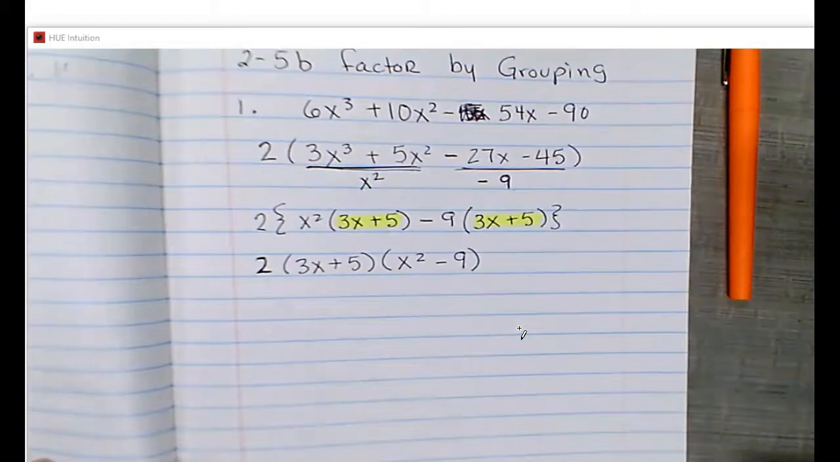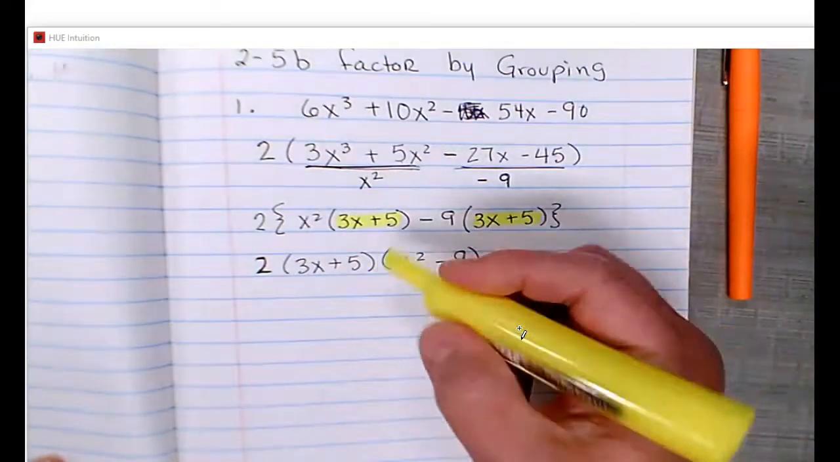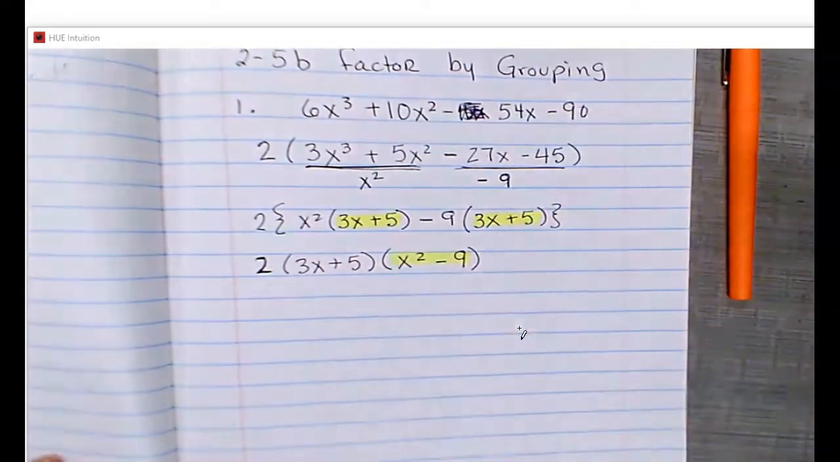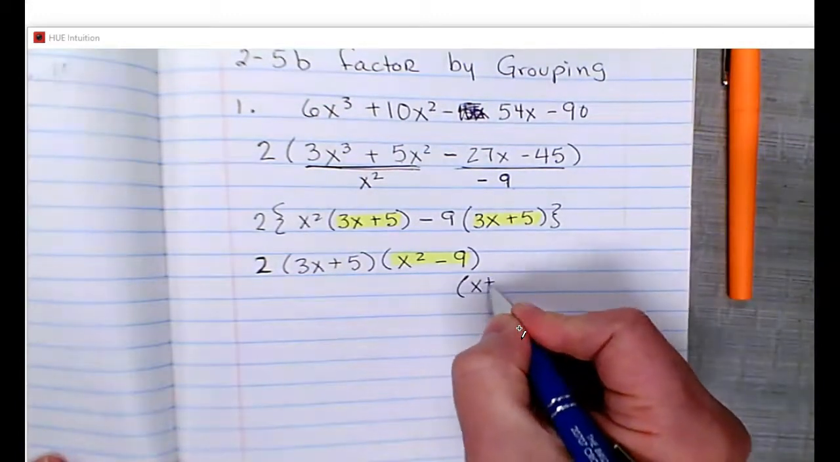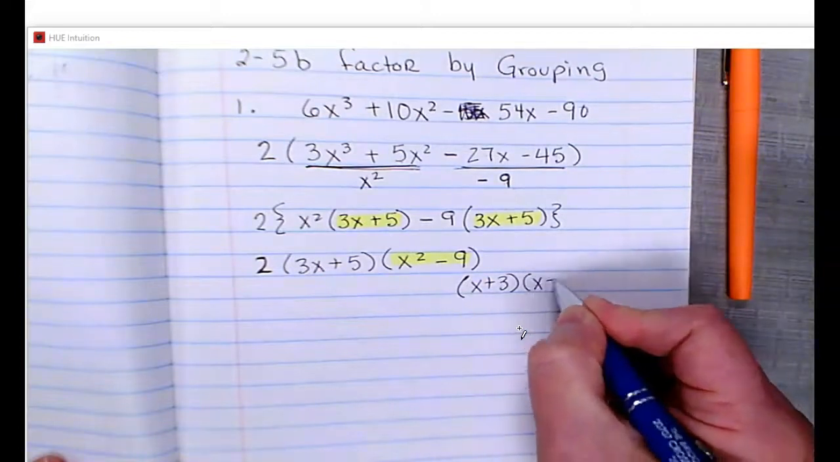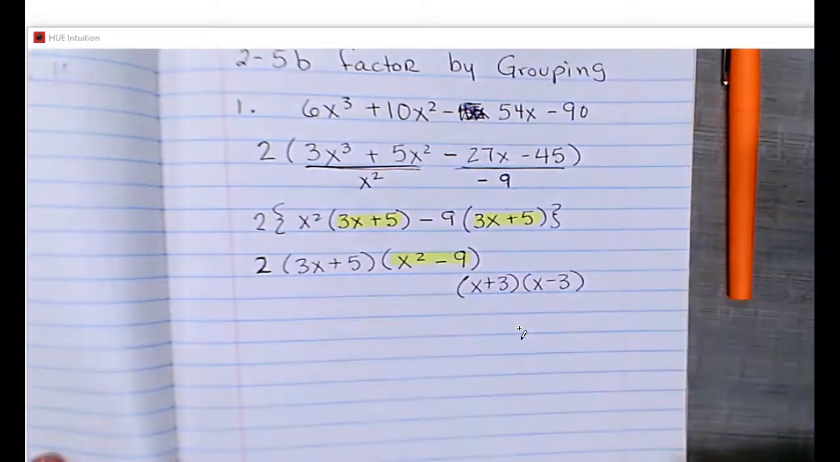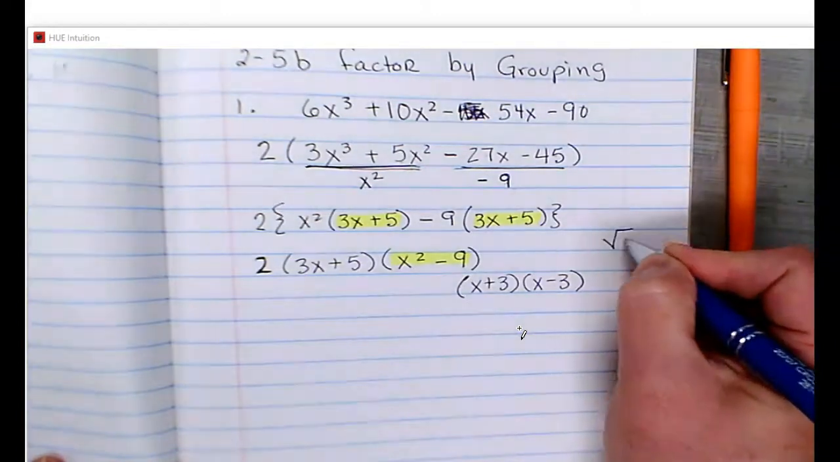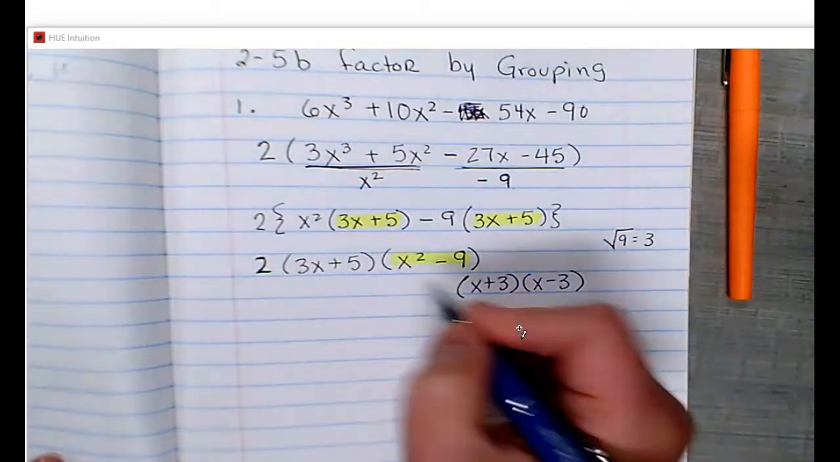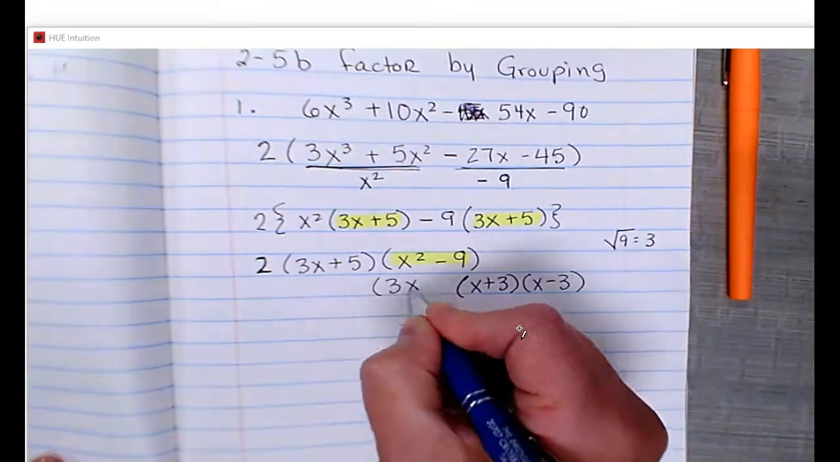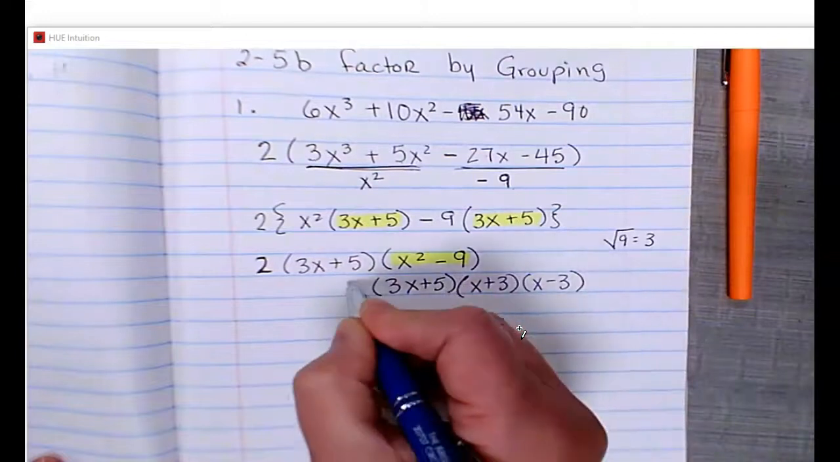I'm not quite finished because 9 is a perfect square number. This part will factor some more. This part factors into x plus 3, x minus 3. Where did I get the 3? Are you getting better at recognizing this perfect square pattern?